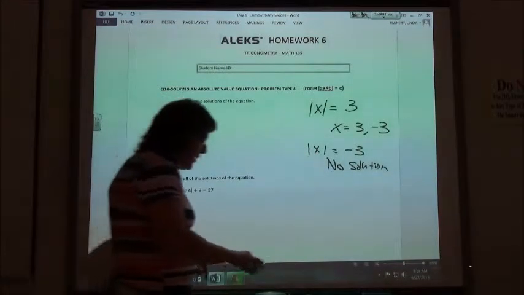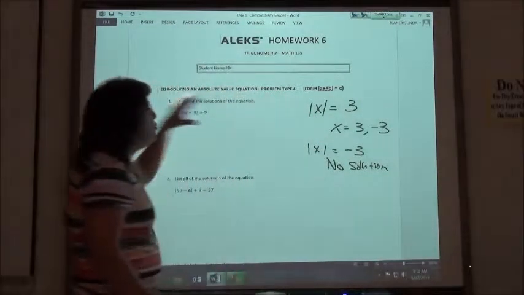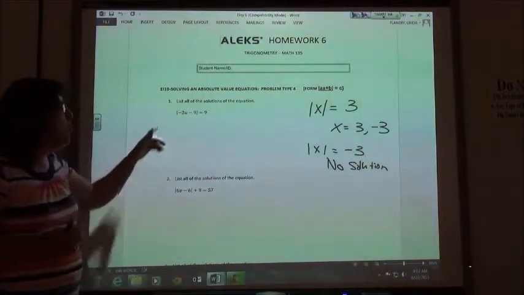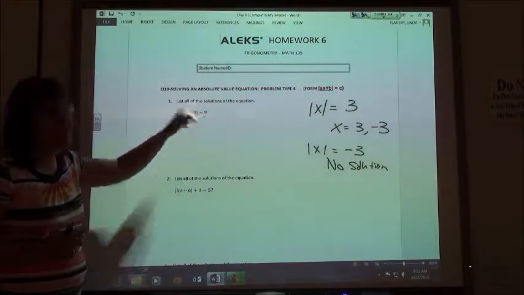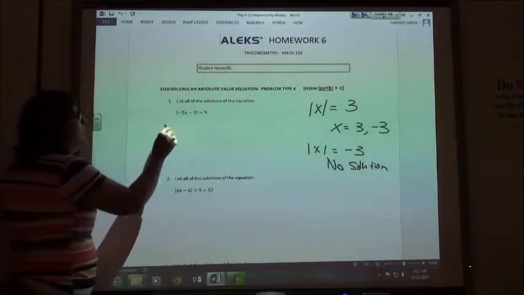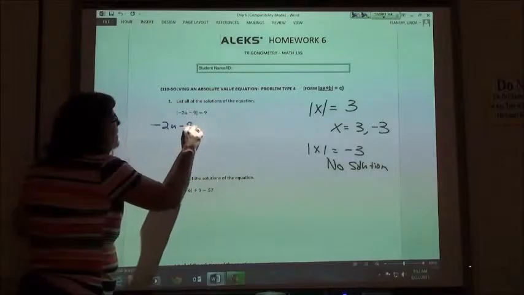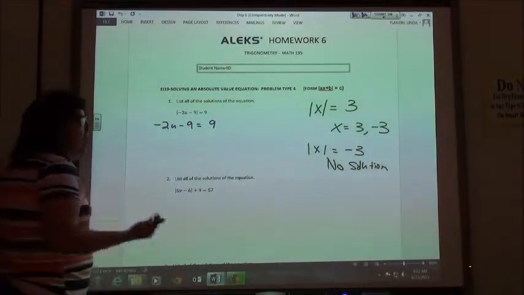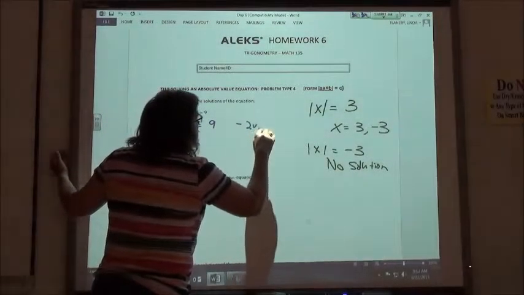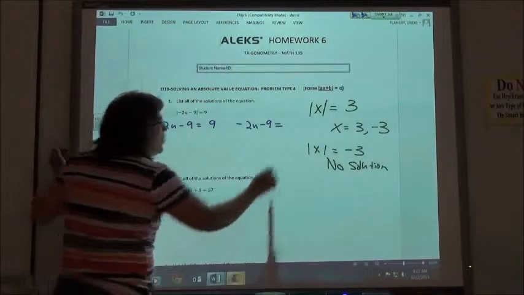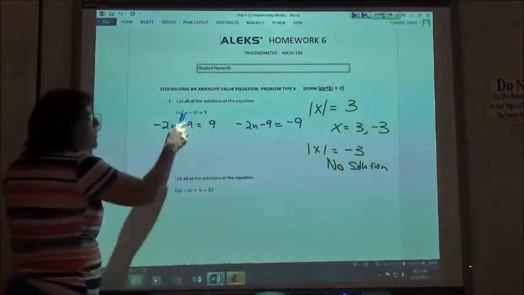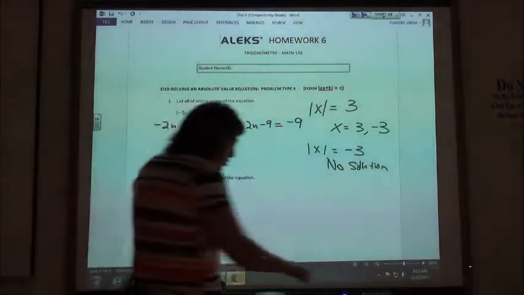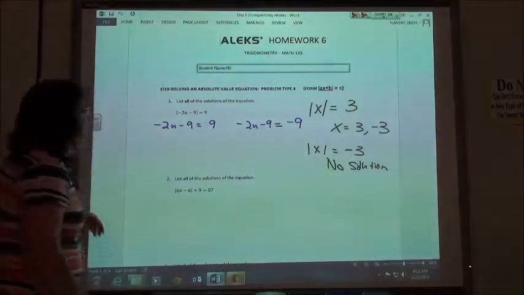Most of the time when I'm solving an absolute value problem, I'm going to have two cases. One where I'm equal to the original problem, one where I'm going to do the opposite or the negative of that value. So when I solve this, I'm going to say negative 2u minus 9 could equal 9, because the absolute value of 9 is 9. However, the negative 2u minus 9 could also equal negative 9, because the absolute value of negative 9 still equals a positive 9. So I do those two problems and I just solve them like I solve everything else.